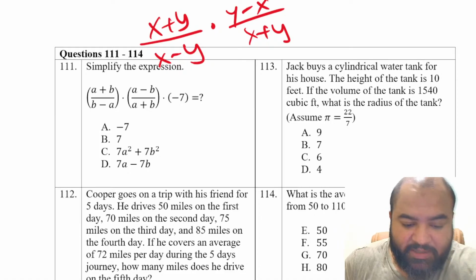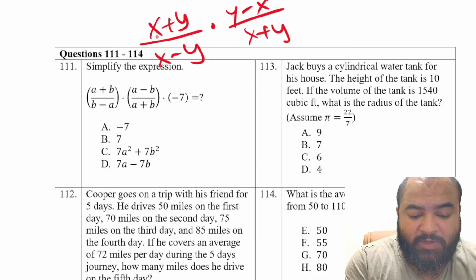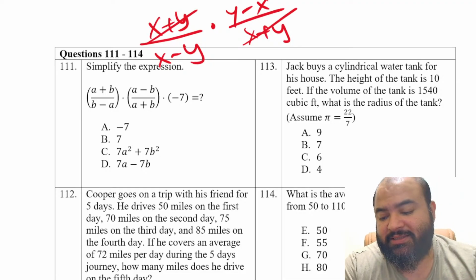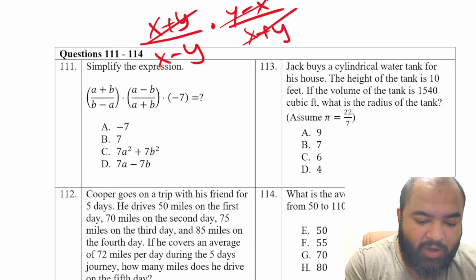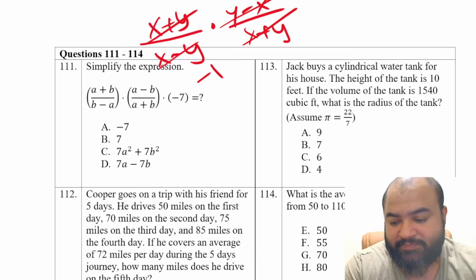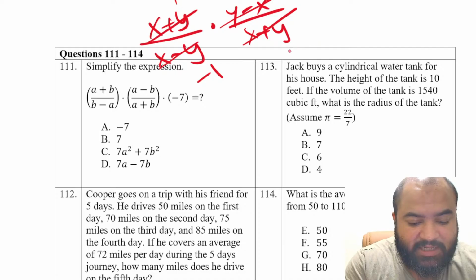Can you tell me the answer, somebody? Look, x plus y and x plus y cancel out. It's like simplifying. And y minus x and x minus y, when it simplifies, it's just negative 1. So the answer is just negative 1. Done.